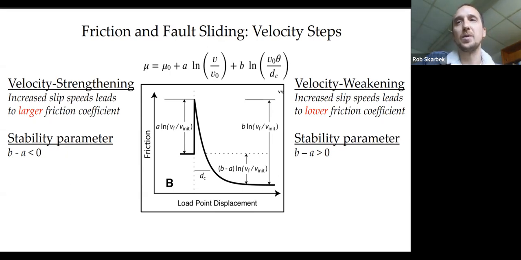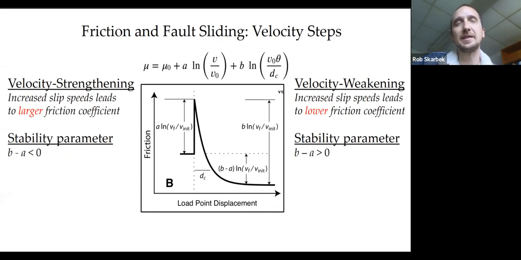So the fault mechanics world puts a lot of importance on this value of B minus A because it determines when unstable fault motion can occur. Velocity weakening materials are generally where earthquakes nucleate or start out because it allows for this instability to develop. When the material is velocity weakening and it starts to slip faster, the friction coefficient decreases, which allows for still further slip speeds and more, and so on. You get an instability in the fault motion.